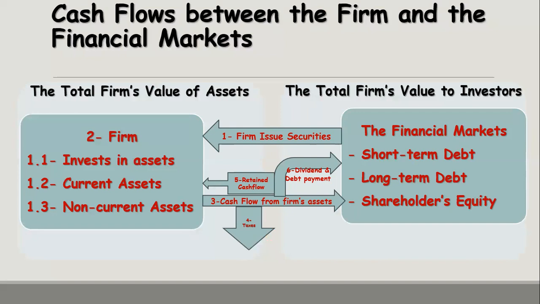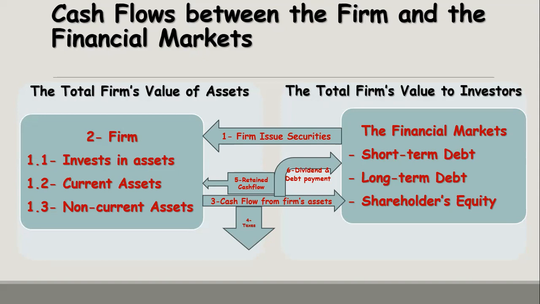First of all, we have two areas: the total firm's value of assets, which includes investment in current assets and non-current assets. On the other side, the total financial value of the investor, which includes short-term debt and long-term debt that is borrowed normally externally, and can be internally as well. On the other side, shareholders' equity.